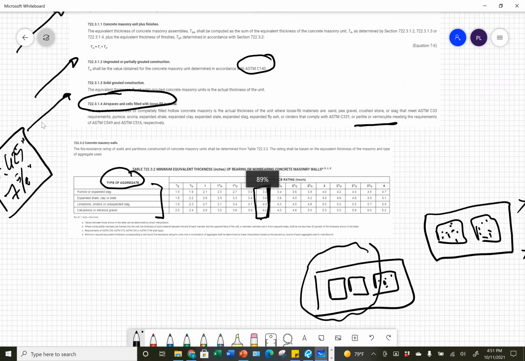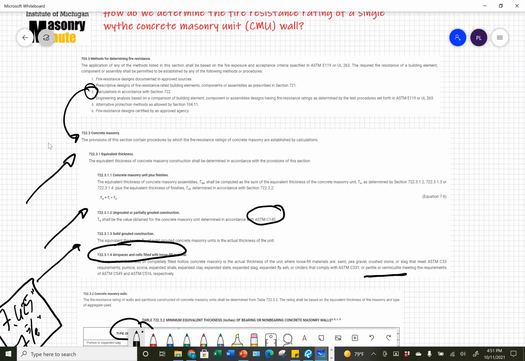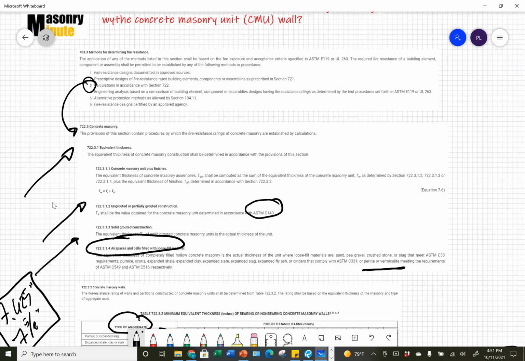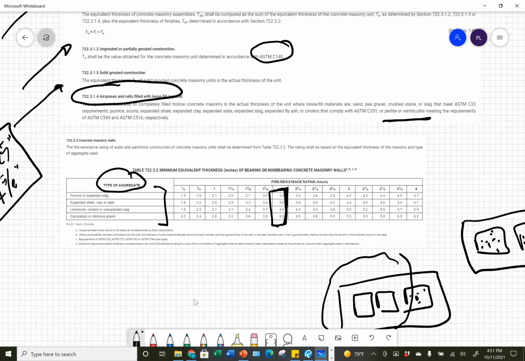In quick summary, to determine our fire resistance rating of a single Wythe concrete masonry, or CMU, wall, we would use our calculation procedure in 722.3. We determine our equivalent thickness of our units, which our producer can provide us in accordance with ASTM C-140. And we go to table 722.3.2 and figure out what required equivalent thickness we need to achieve different fire resistance ratings.